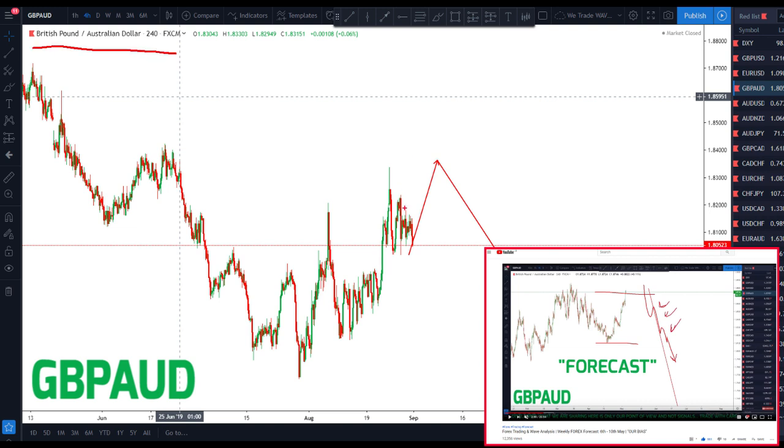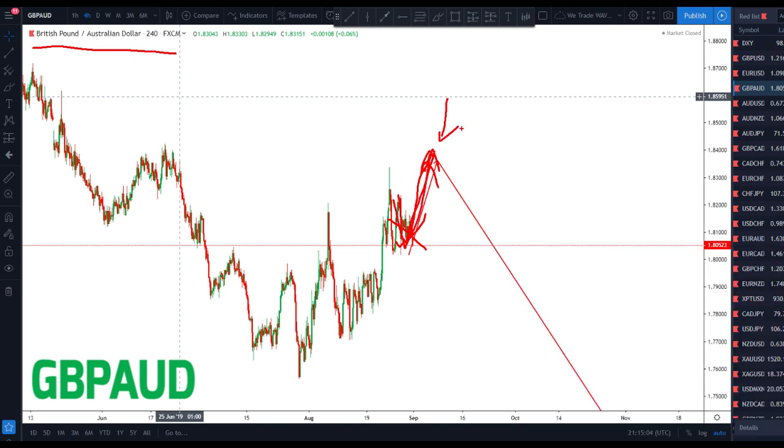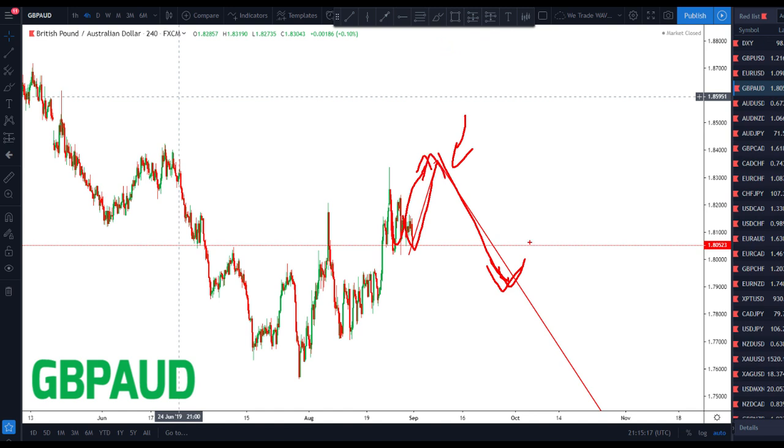Pound Oz, we can see one more move up in this structure. If you are not in, leave it. You should not buy this one. Let this one go to the upside and then look for your sell setups. We'll go for this one and then we'll look for our sell setups to go with this wave. For now, this is what we can see: one more move up and then downside.